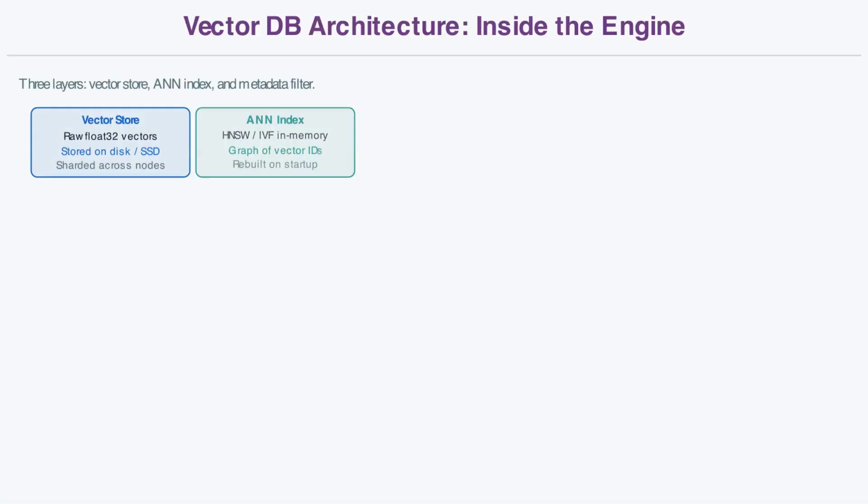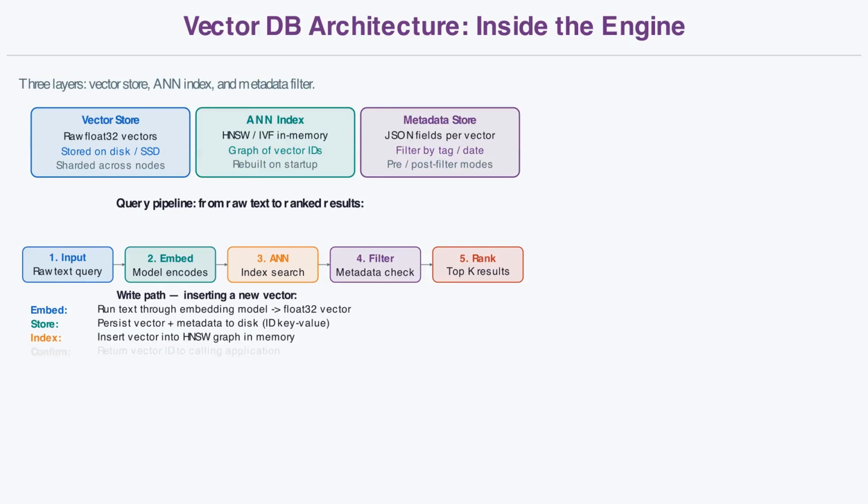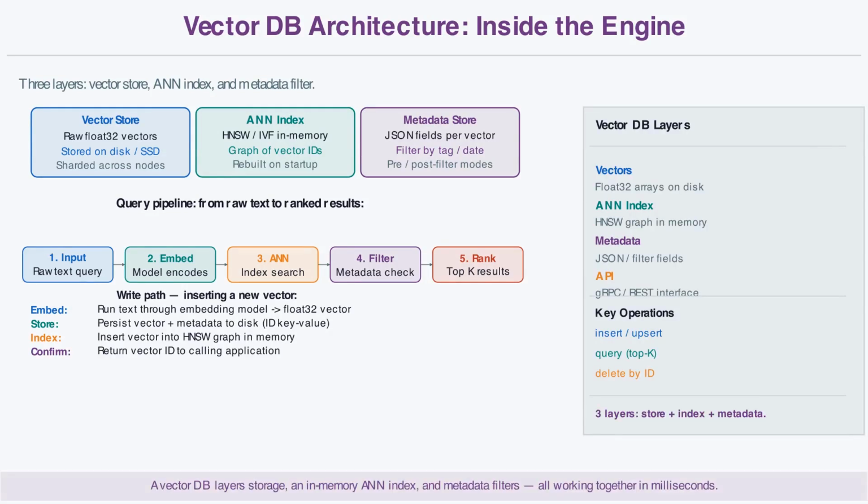A vector database is made of 3 distinct layers working together. The vector store is the bottom layer. Raw float arrays persisted to disk or SSD, sharded across nodes for large datasets. The ANN index sits in memory, an HNSW graph of vector IDs and their relationships. This is what makes search fast. It is rebuilt from the vector store when the database restarts. The metadata store sits alongside. Each vector has associated JSON fields like date, author, category, or source URL. These allow you to pre-filter or post-filter results before or after the ANN search.